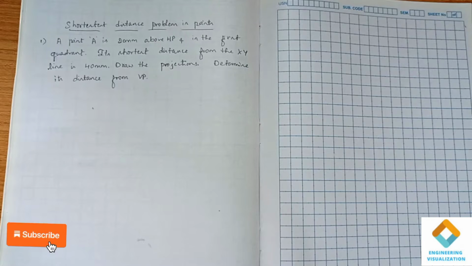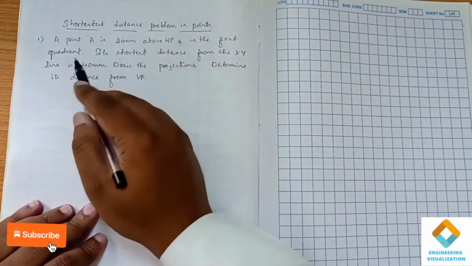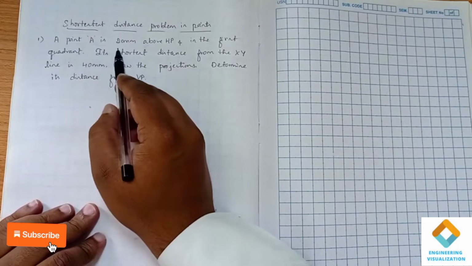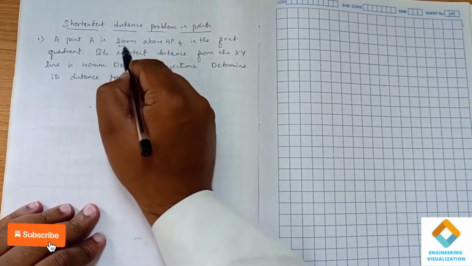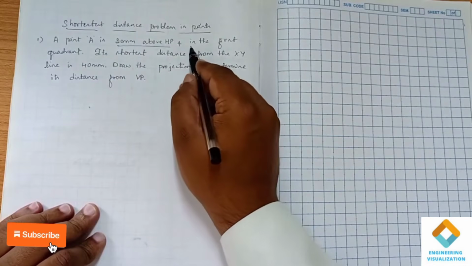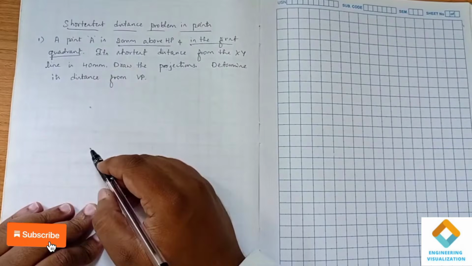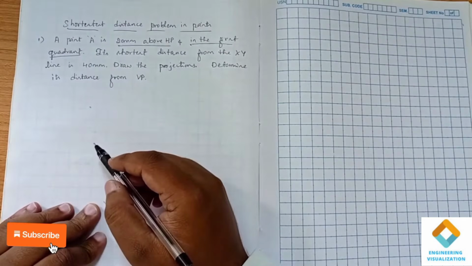Okay, now we proceed to the question. You can see this is a shortest distance problem. A point A is 20 mm above HP. Above HP means we know that it is the front view, so we get one view, and it is in the first quadrant. That means he is telling us to consider the first quadrant, that is VP above the XY line and HP below the XY line.